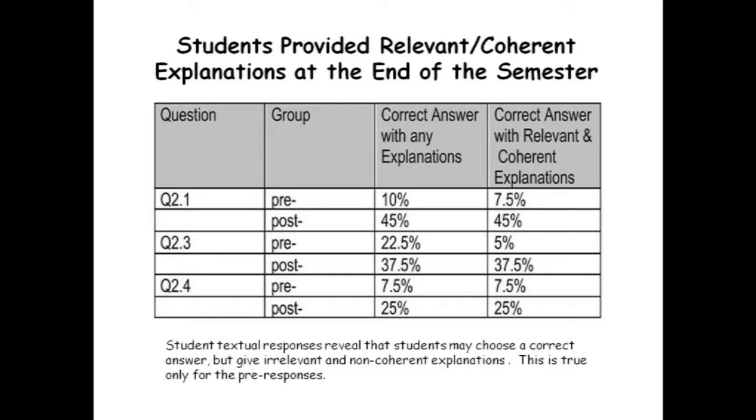So the conclusion from this is, for the pre-test questions, students respond correctly but may not be explaining correctly. Okay? But for post-test, if a student chooses the correct answer, their explanation is all clear, all reasonable. So that's kind of the take-home message, which is pretty good.